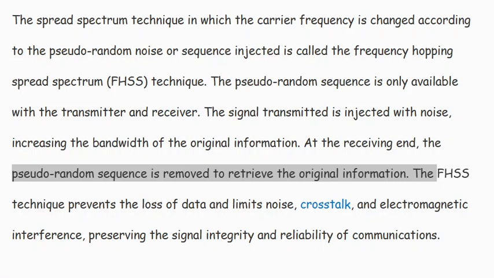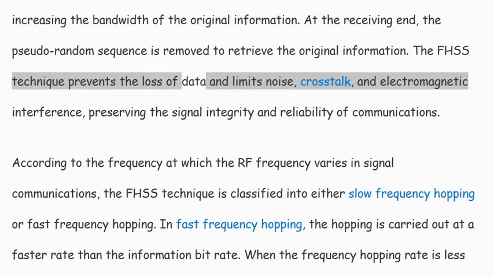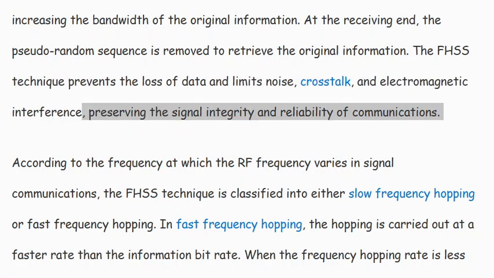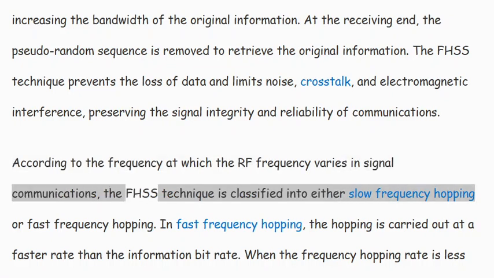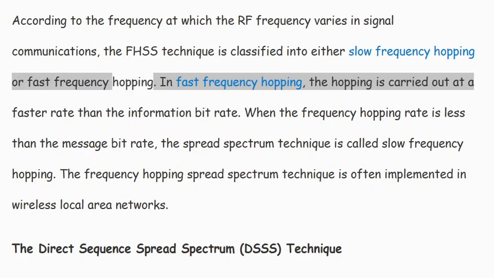The FHSS technique prevents the loss of data and limits noise, crosstalk, and electromagnetic interference, preserving the signal integrity and reliability of communications. According to the frequency at which the RF frequency varies in signal communications, the FHSS technique is classified into either slow frequency hopping or fast frequency hopping.